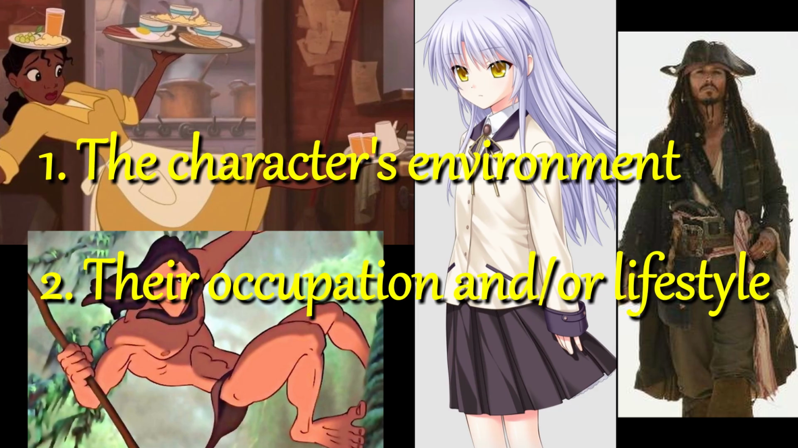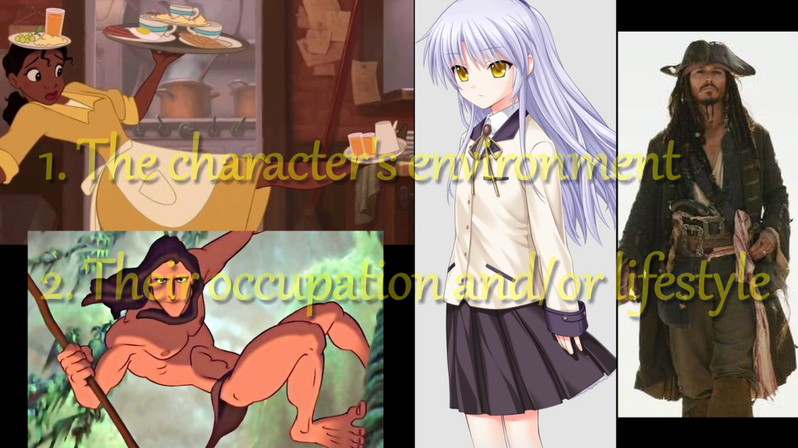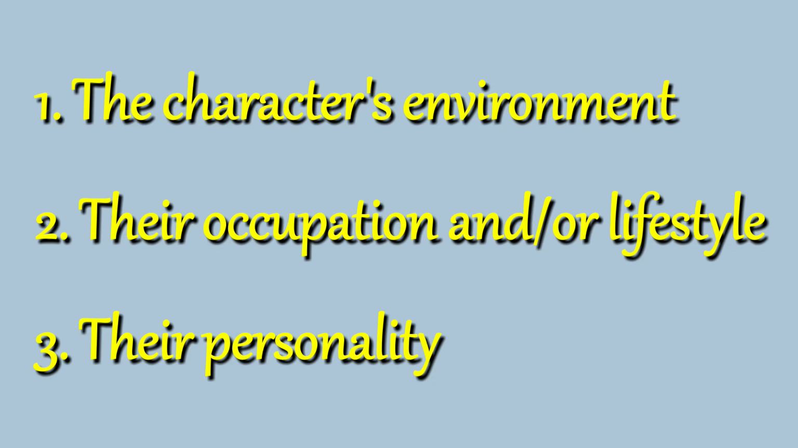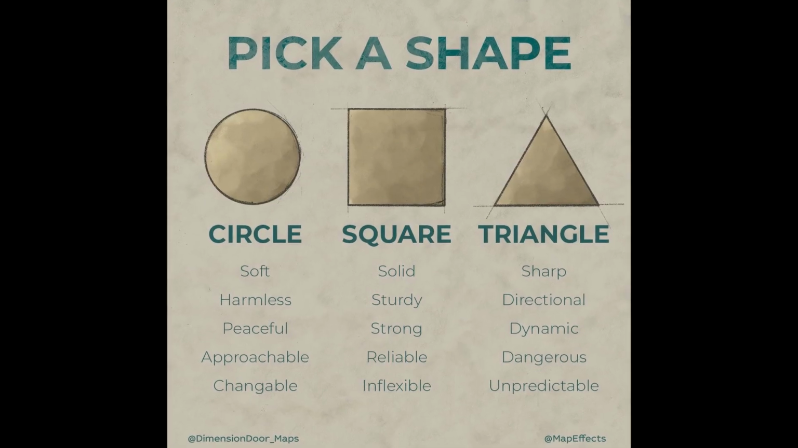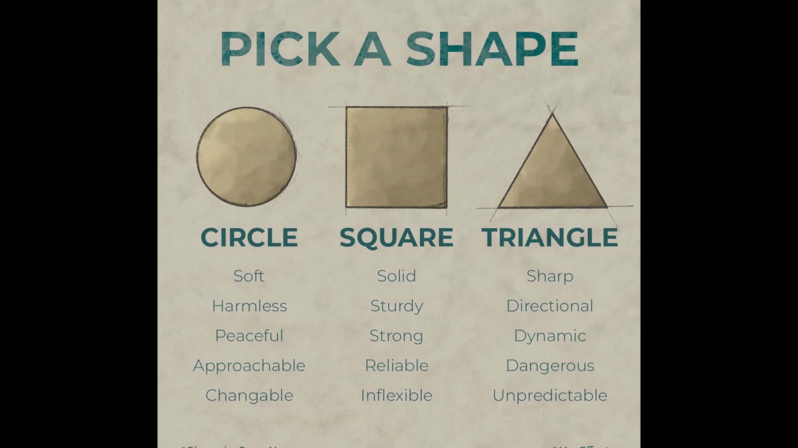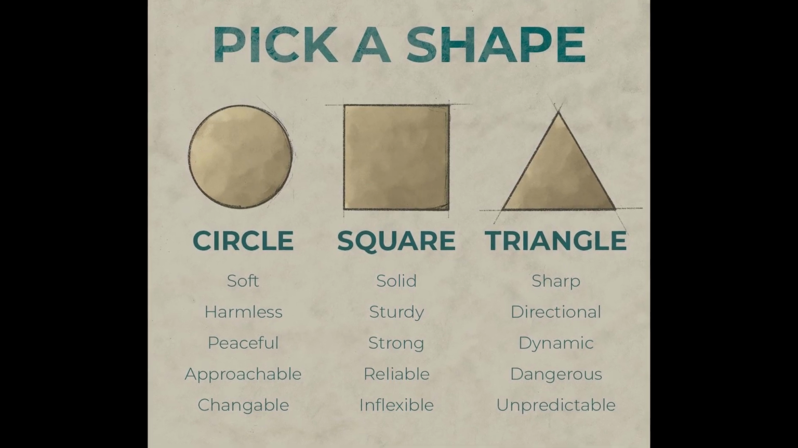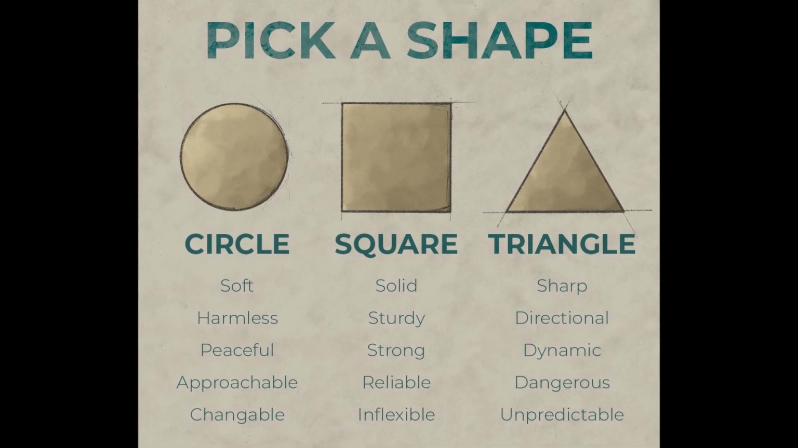2. Their occupation and/or lifestyle, which can inform their body type too. And 3. Their personality, which is informed by their background, their role in the story, and their temperament. Shape language also plays a part in how the audience will read a character, but I'm not going to go too deeply into that. The image on screen sums up the basic idea.